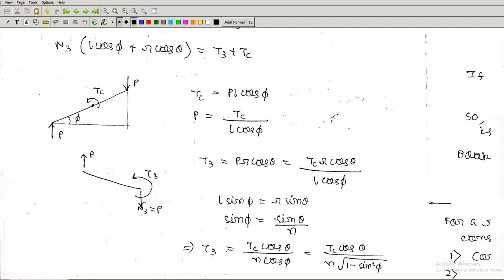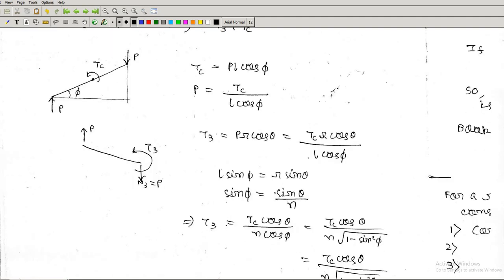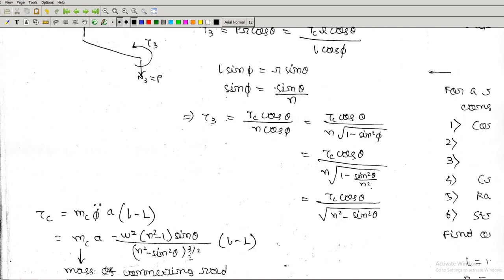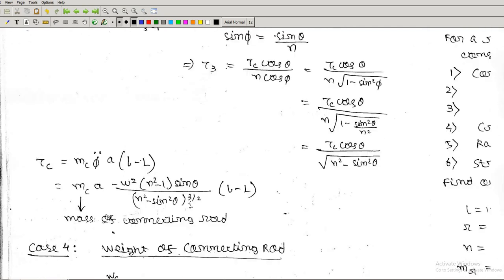due to the correction torque. So now you can just replace phi by theta using the relation. sin phi is sin theta by n. So this is 1 minus sin square phi, so sin square theta by n square, and this is actually the torque. And you know the correction torque expression is this.